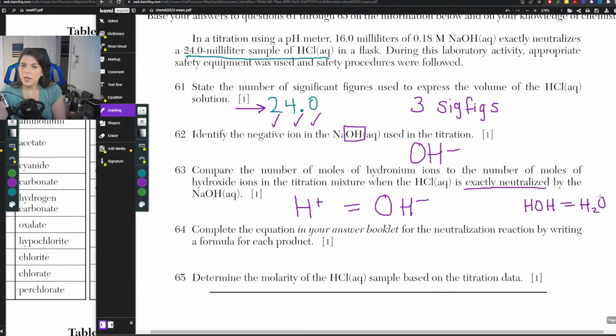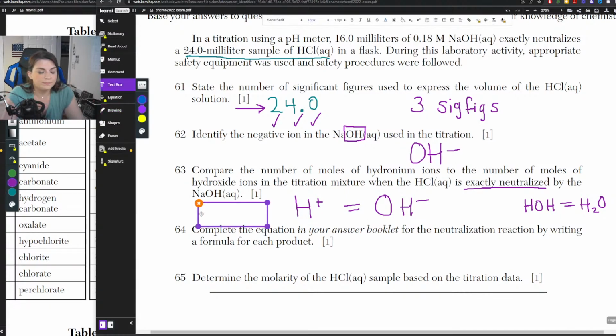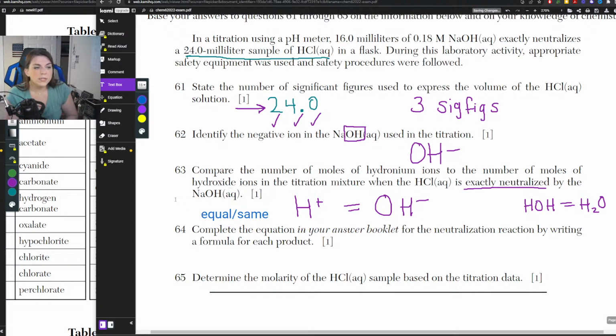The acid-base way to write water, H2O. So they would just have to be equal. So the number of moles are going to be equal or the same, and that's all. There is no reason to try to determine it because they didn't ask you what is the number. They said to compare. And a comparison is like greater than, equal to, or the same when it comes to numbers.